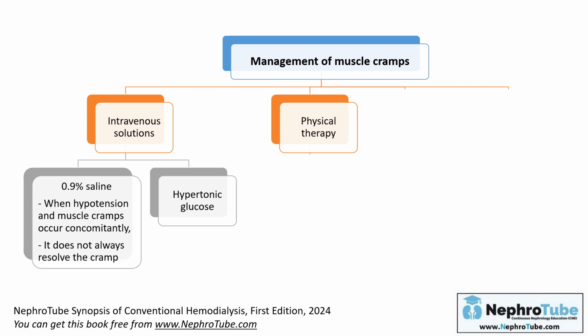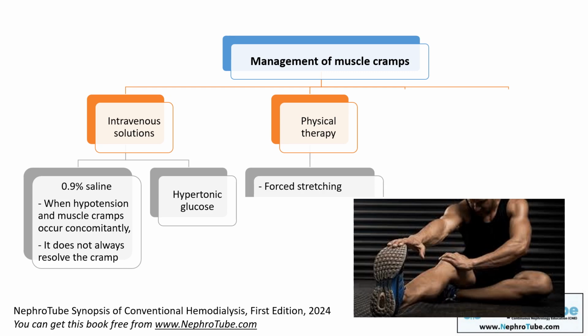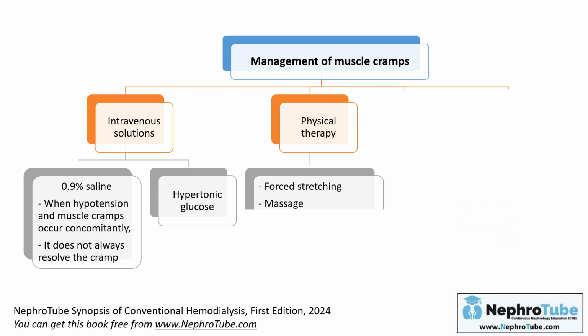The second line for treatment of muscle cramps is physical therapy. The first one is forced stretching. The patient or the nurse or the attending physician must help the patient to stretch the cramped muscle. Second line, massage. You can try it. It is not effective in all cases, but you can try it. And finally, local heat application on the affected muscles may resolve the muscle cramp.